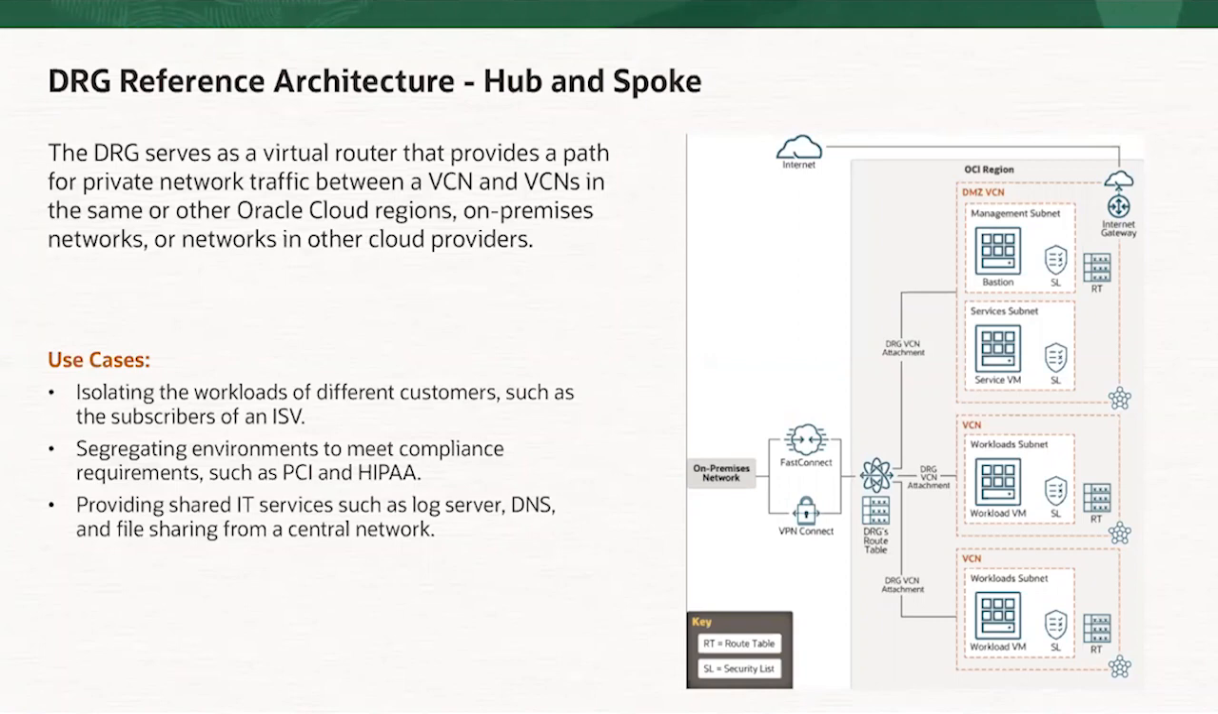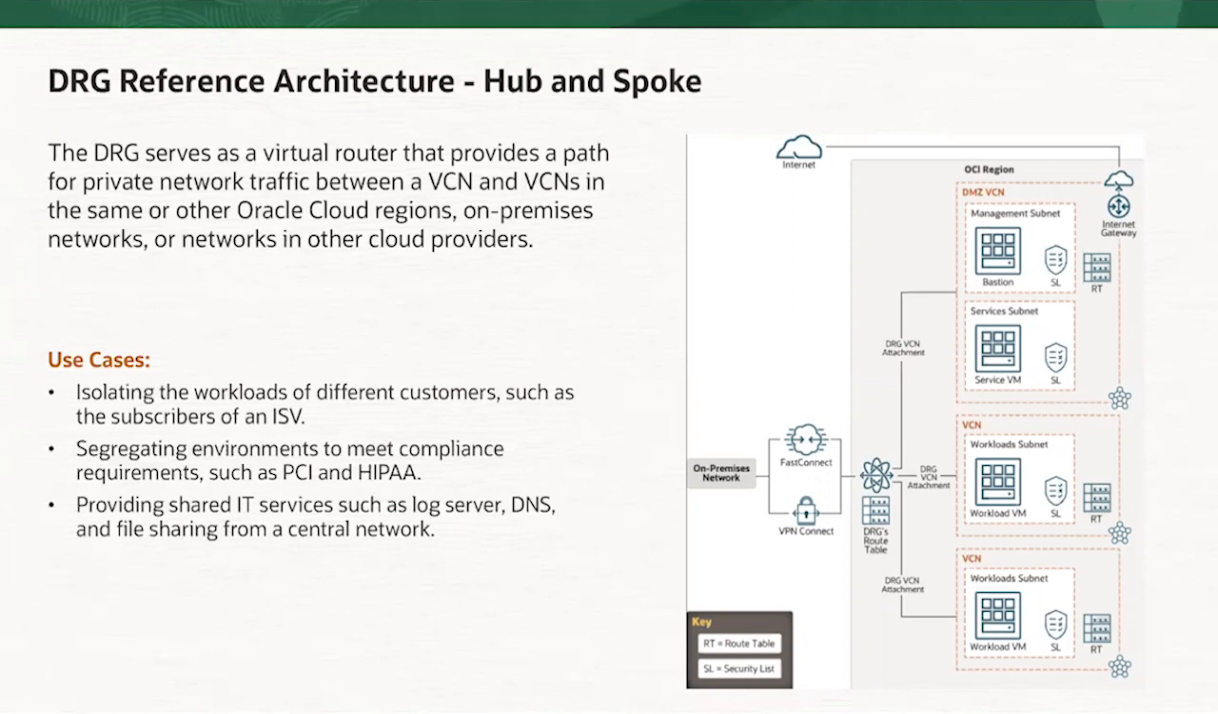So the DRG serves as a virtual router that's meant to provide a communication path between your private networks. So whether that's a VCN to a VCN in OCI in the same or a different region, or it's to on-premises locations.